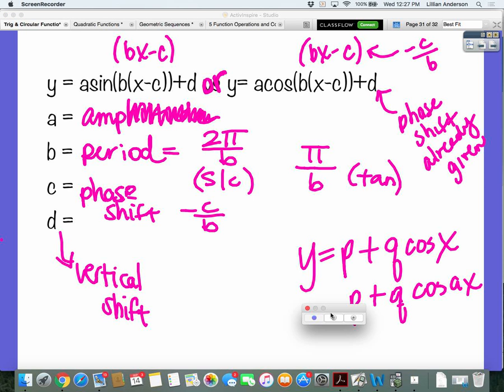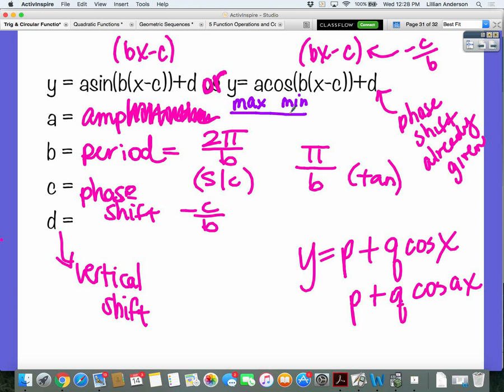Alright. So, amplitude. If you were given a graph, how would you figure out your amplitude? Is it the max plus the min divided by 2, or is it the max minus the min divided by 2? Which one is it? Minus. Your vertical shift was the plus one. Amplitude is max minus min divided by 2.